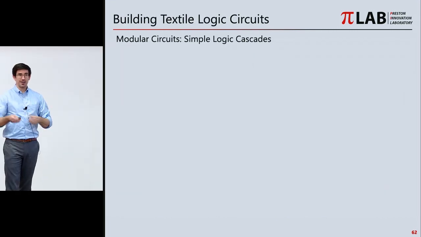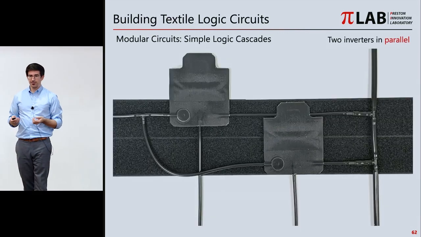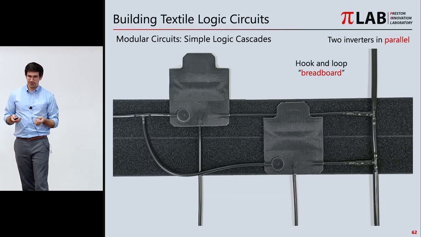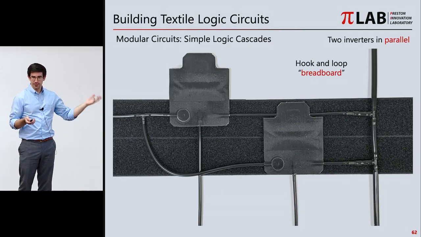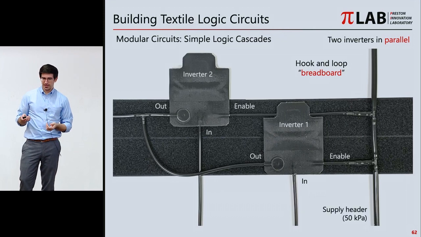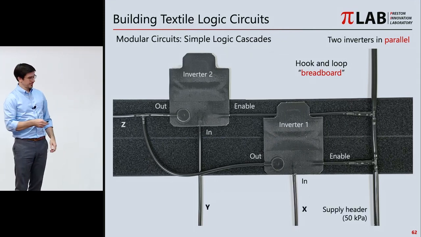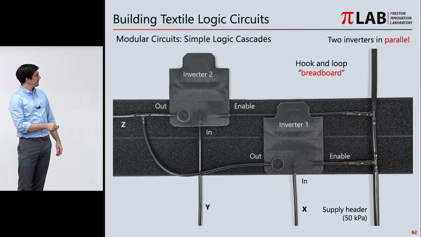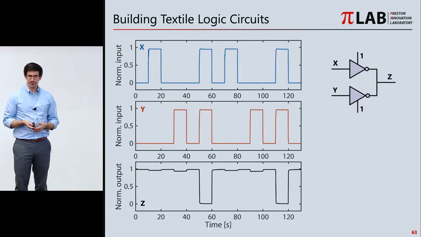We said, why don't we combine inverters into some digital logic circuits? So we started simple. We combined two inverters in parallel. We stuck these inverters onto a hook and loop, or Velcro, breadboard and hooked them together with rubber tubes. And then we have some supply pressure, again, 50 kilopascals coming in. And we have inputs, X and Y, and output, Z. So schematically, it looks like this. Those are the two inverters. Experimentally, it looks like this.